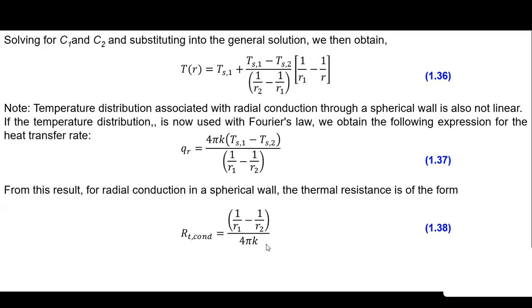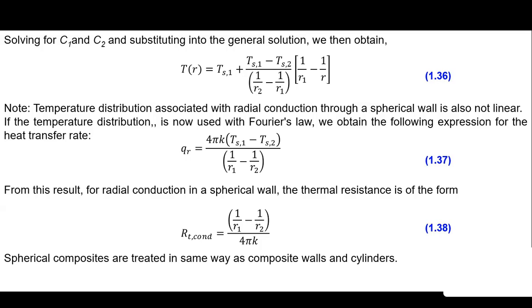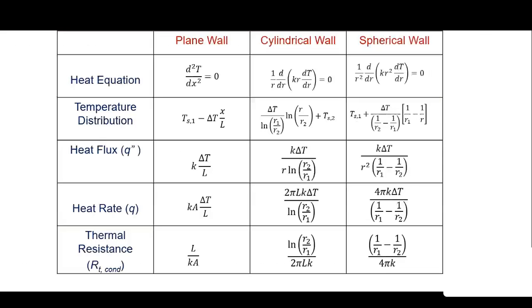Now, once again, the same logic of electrical resistances in series and parallel is applicable to spherical systems also. Spherical composites can be treated in the same way as composite walls and cylinders. Resistances in series, resistances in parallel, finding the total or equivalent thermal resistance, using it with the total temperature difference to find the total rate of heat transfer, or using individual resistances for finding required temperatures. That can be done.